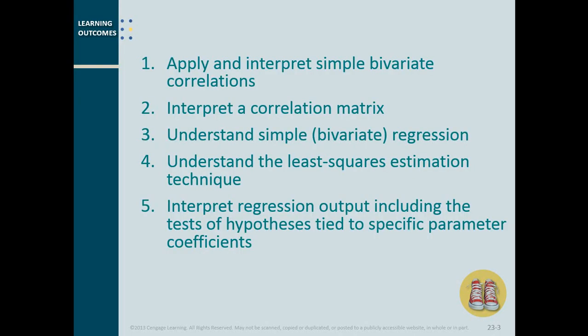We have 5 learning objectives today. First of all, we will discuss bivariate correlation. We will interpret a correlation result, the correlation matrix. Then we will discuss regression, simple bivariate regression. We will be discussing multivariate regression next week. We will understand the estimation procedure for regression, least square estimation particularly. And last of all, we will discuss a regression output.